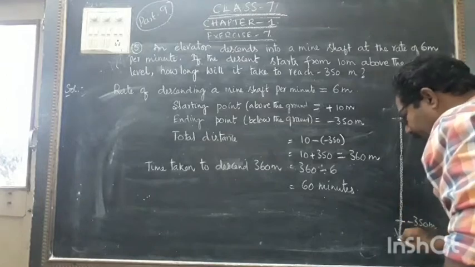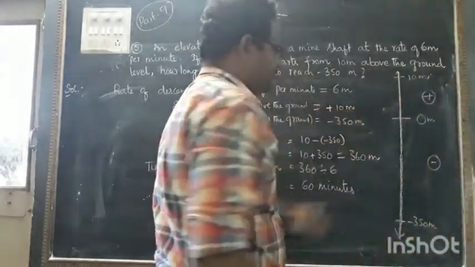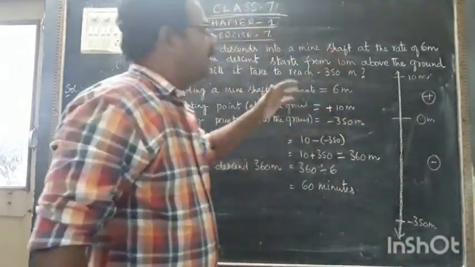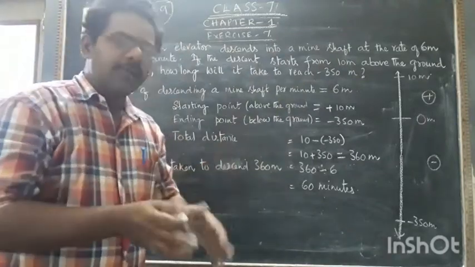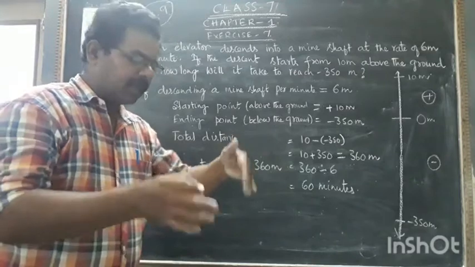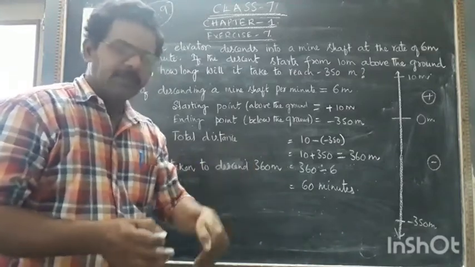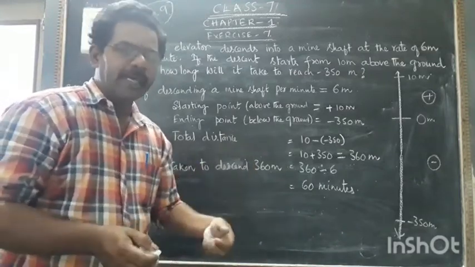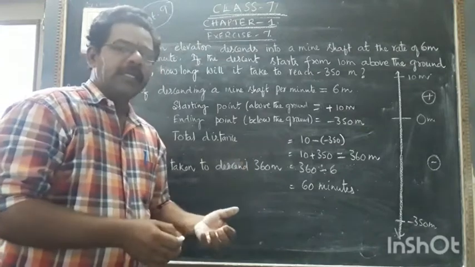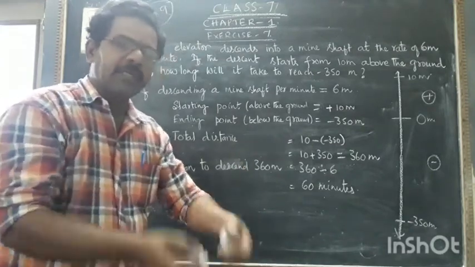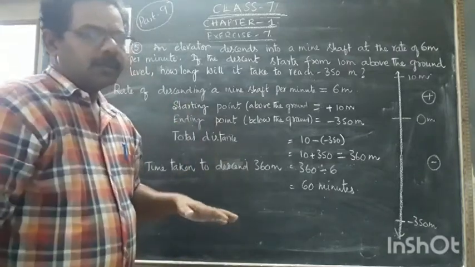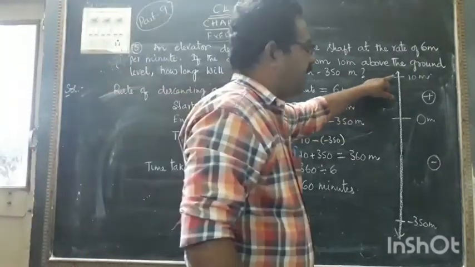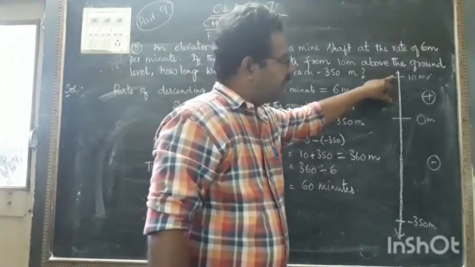Please see the diagram. This mine shaft is actually used to travel into the mines. A mine is nothing but, under the ground, some depth they will dig, like coal mines, gold mines. From those mines they will collect the material and pass it on to the ground. So above the ground 10 meters the mine shaft is started.